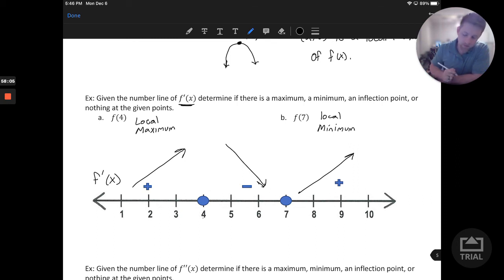So with a first derivative graph, the only thing we can determine is if we are a maximum, a minimum, or nothing. We cannot determine whether or not we are an inflection point. That's not for the first derivative to decide. It doesn't have that power.